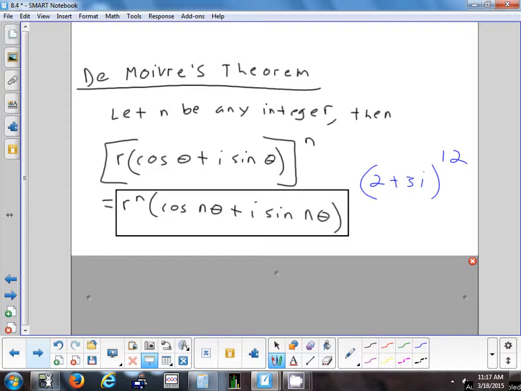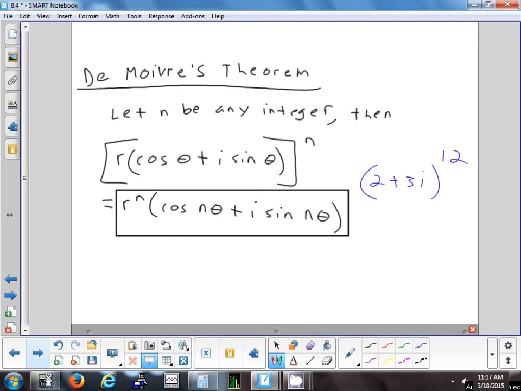Now, if you only had to square that, maybe cube it, maybe some people could do that a little faster. Squaring, I think certainly people could do that part in their head. This would slow you down. But for anything higher than powers of 3 or 4, DeMoivre's theorem is the way to go. It saves you time.